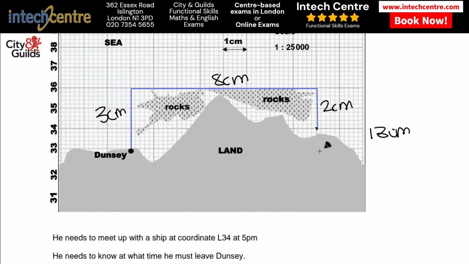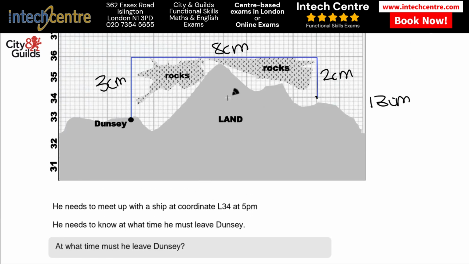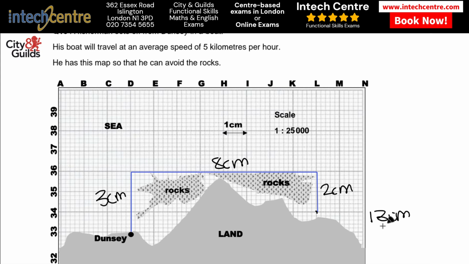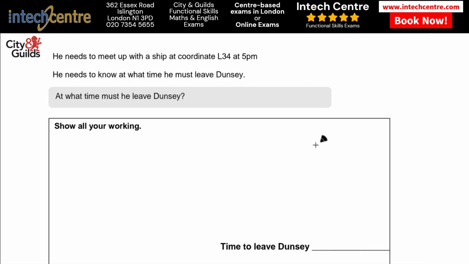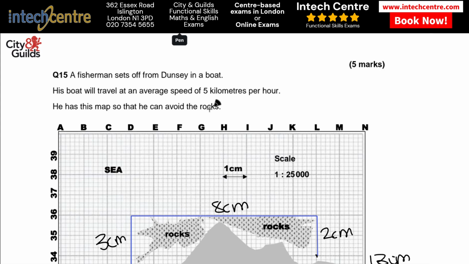So if he's going to leave and get here by 5 p.m., we need to start off with converting the 13 centimeters traveled on our map to the actual distance he's going to be traveling. So we do 13 centimeters times by 25,000 to get the actual centimeters. So 13 times by 25,000 gets our real centimeter scale, which is equal to 325,000 centimeters.